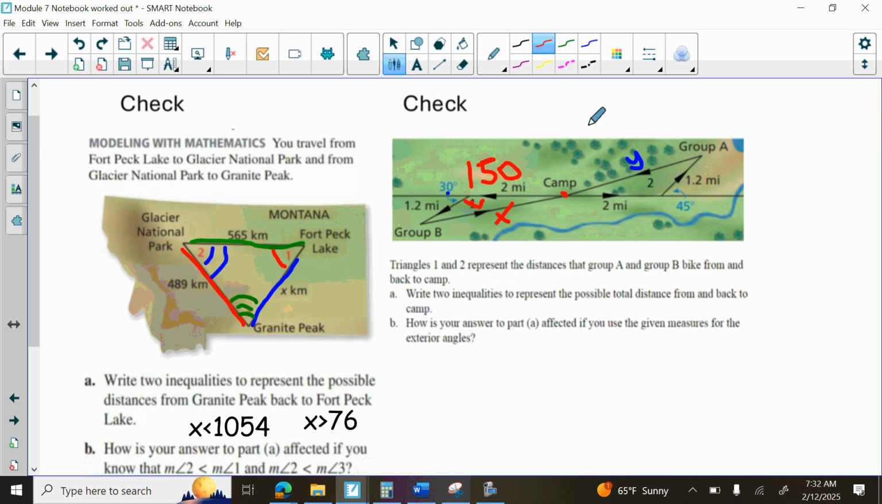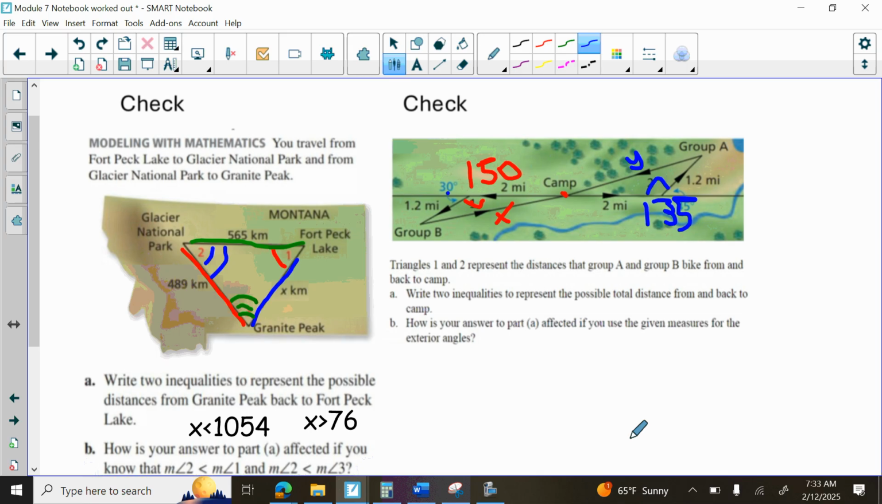Right? And if this angle here is 45, what would be the measure of this angle here? What would be the measure of that angle? 135, right? How'd you get 135? Correct, they're a linear pair. So 180 minus 45 is 135.